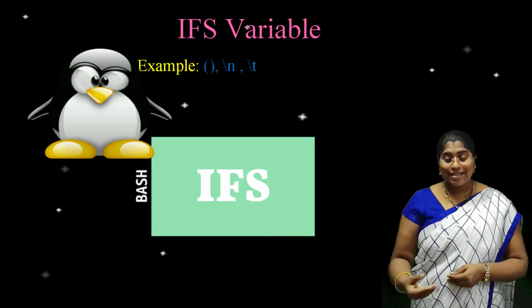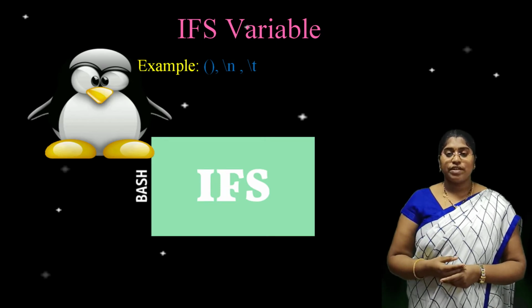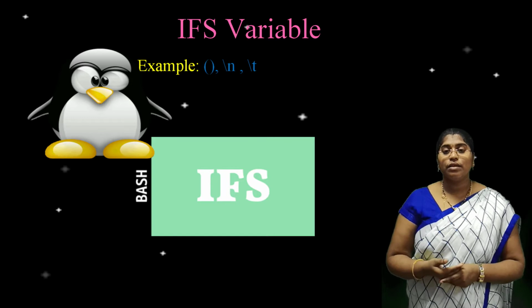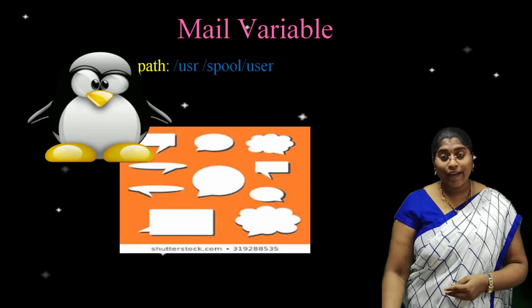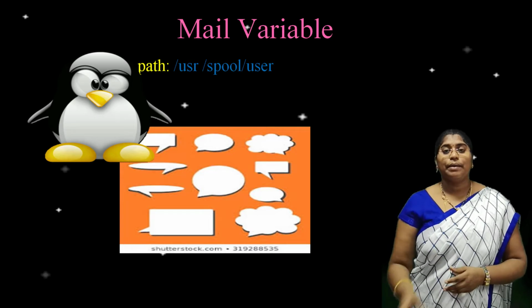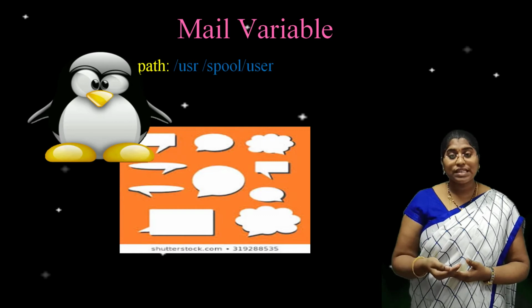So by using \n and \t and space, these are the internal field specifiers. Let's see the fourth variable, the mail variable. It holds the absolute path of the file where the user's mail is kept. So the mails we have received are specified by using this variable.